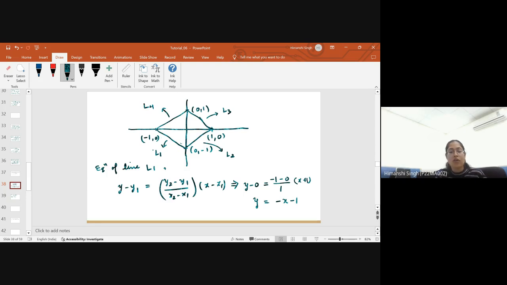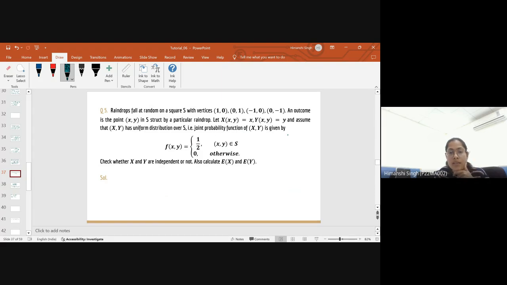Now why we have found these things, I will be discussing now. So here what it is asking is that the random variable x is nothing but the x coordinate. If I consider x comma y, then random variable x will give the value x, which is basically the x coordinate, and y is the y coordinate. So we are assuming that the joint distribution of x comma y is uniform over this square, that is f of x y is equal to 1 by 2 over this square.